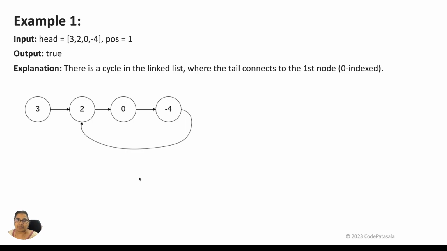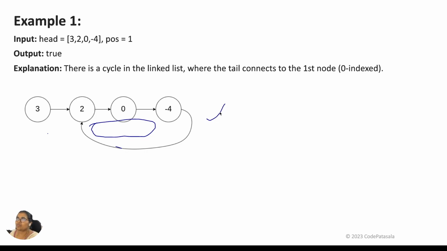Let's look at an example. This example has a linked list as shown in this figure: 3, 2, 0 and 4. The next pointer of 4 connects back to 2, which means 2, 0 and 4 form a cycle, which is why this is a cyclic linked list.